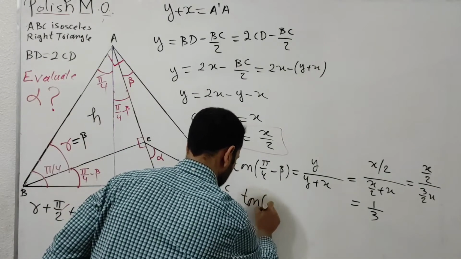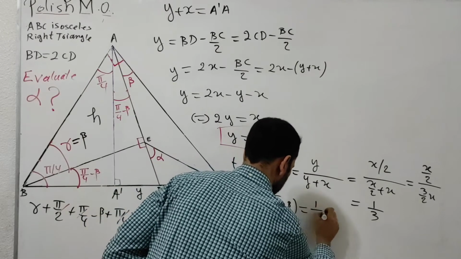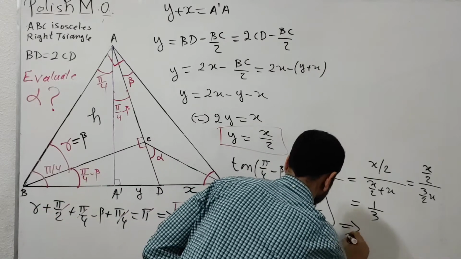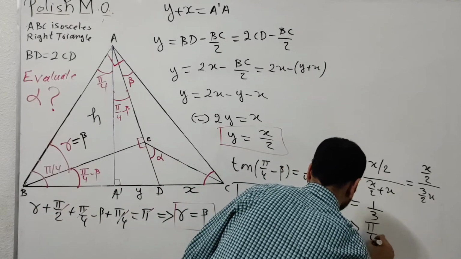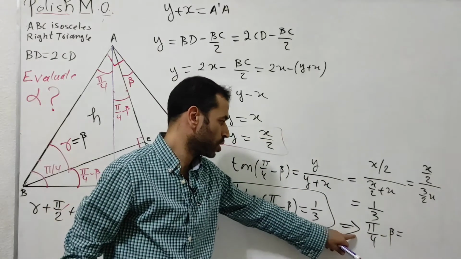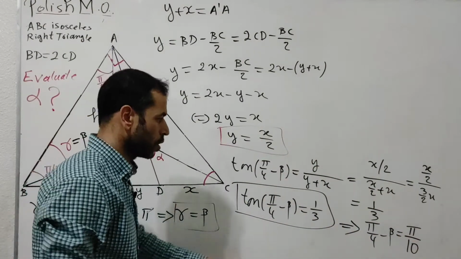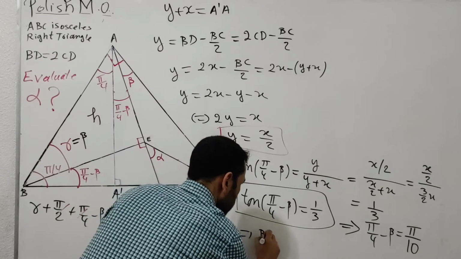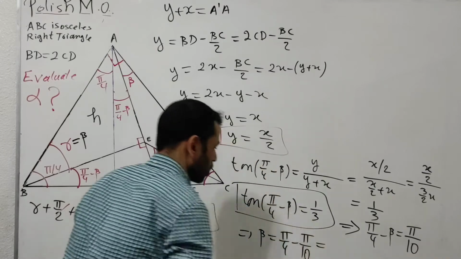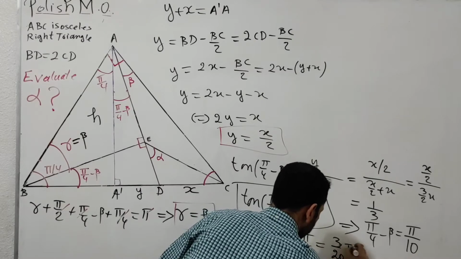So the tangent of pi over 4 minus beta equals 1 over 3, which implies pi over 4 minus beta, approximately, if you calculate this one, is giving us almost pi over 10. Okay, now beta equals pi over 4 minus pi over 10, which is giving us 3 over 20 pi.